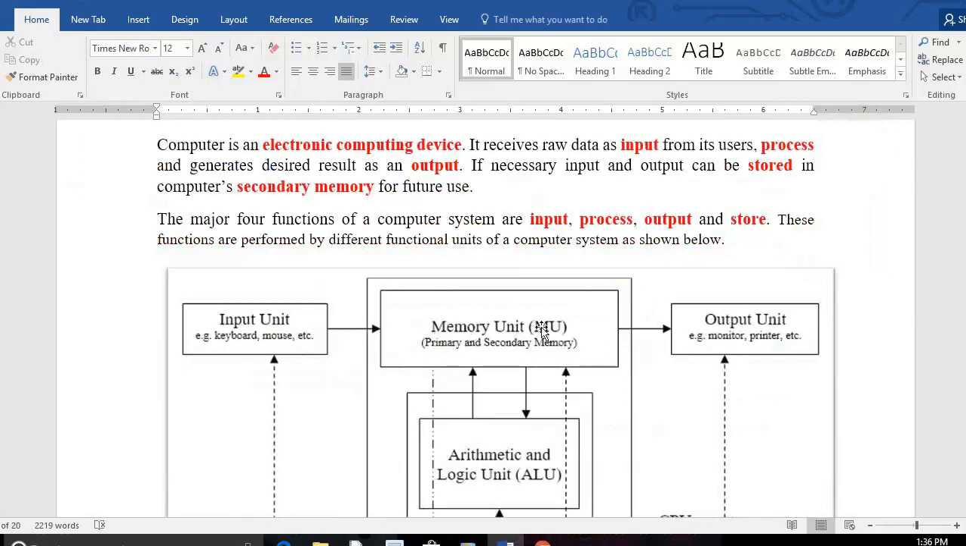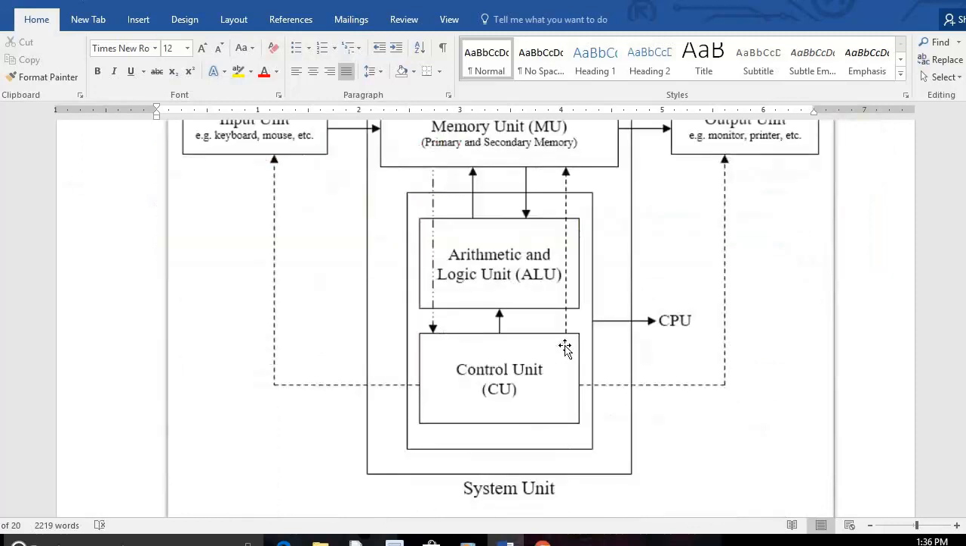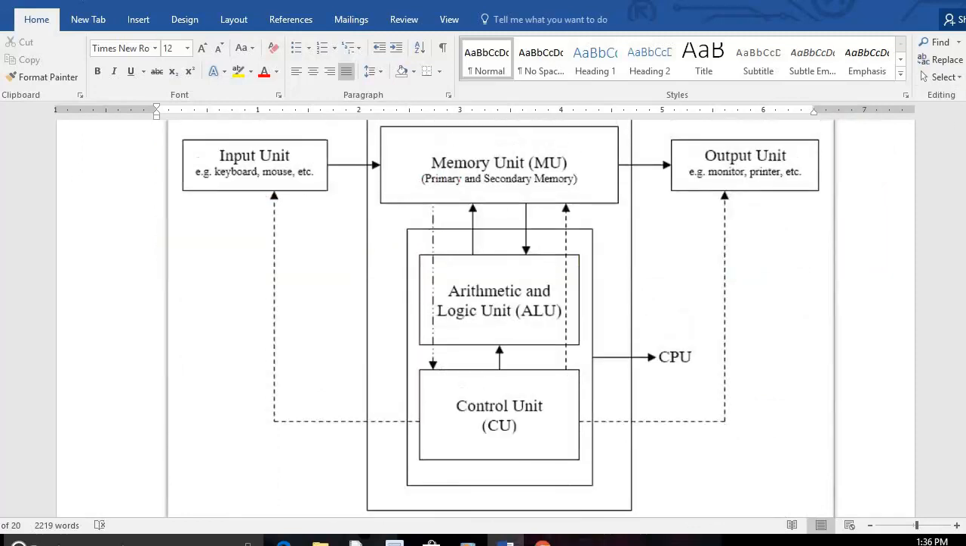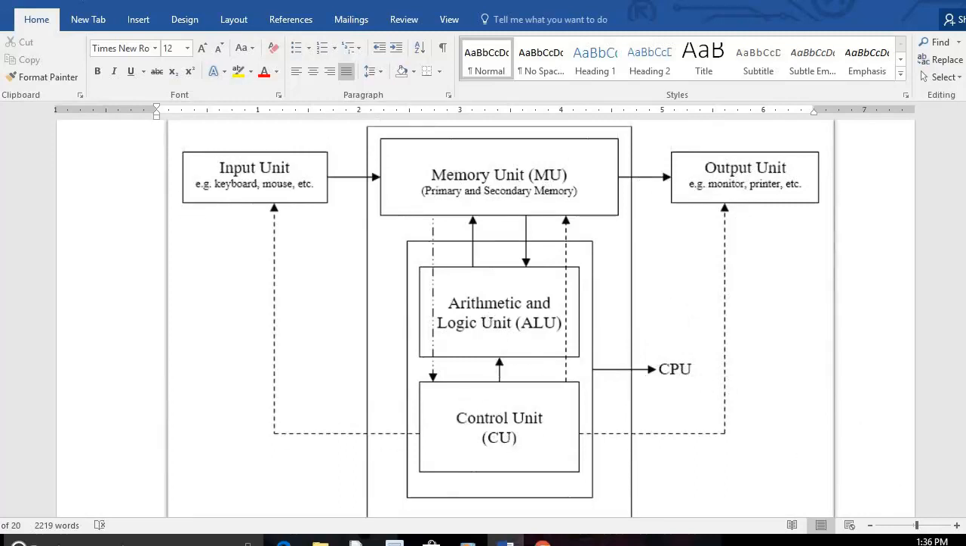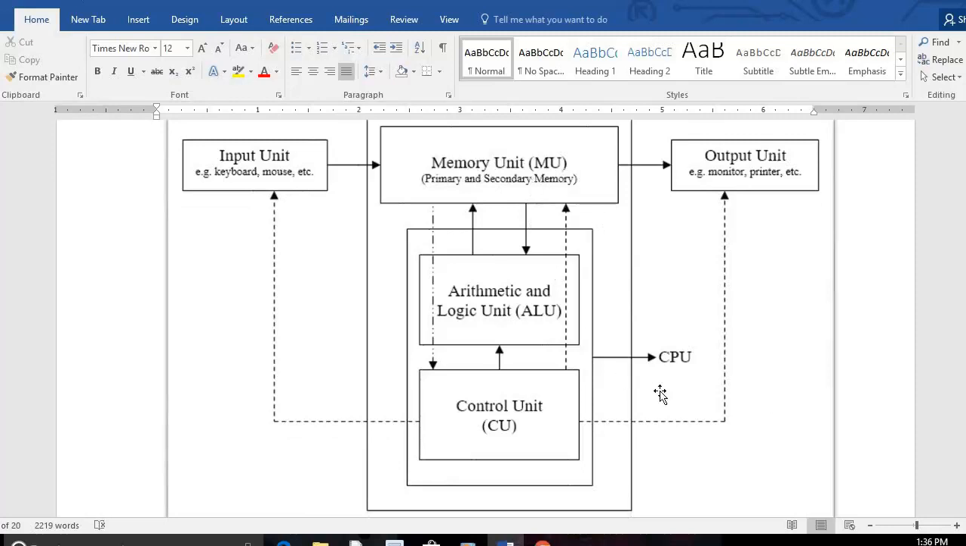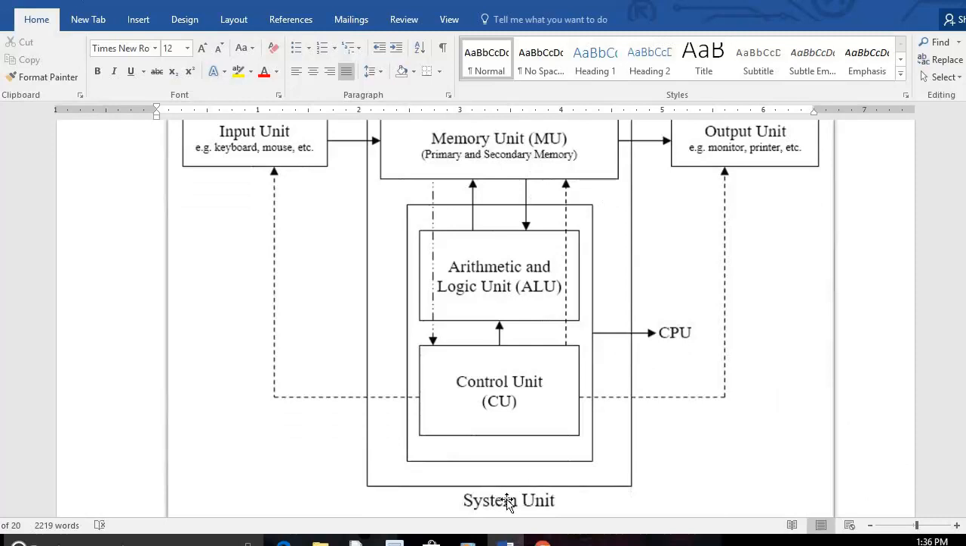If you draw the neat diagram of a computer system like this, you may get 2 to 3 marks for it. Input unit, memory unit, output unit, CPU. CPU includes ALU and CU. Both together we call CPU. Memory unit and CPU, both together you can call it a system unit. In the exam, if you explain input unit, system unit and output unit, you get full marks for everything.